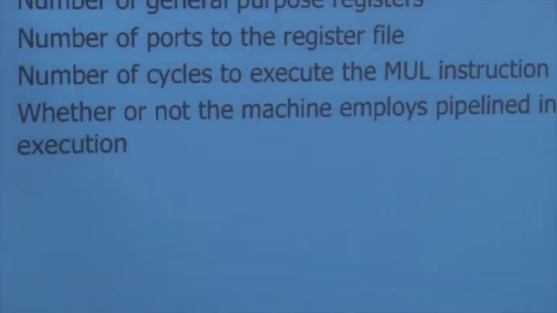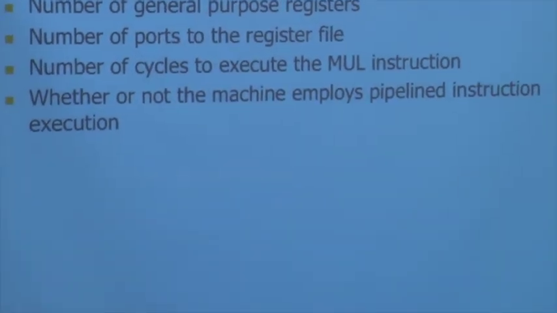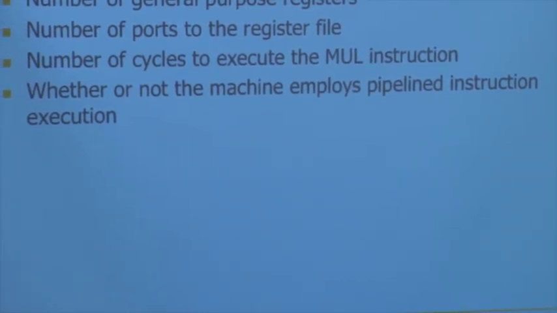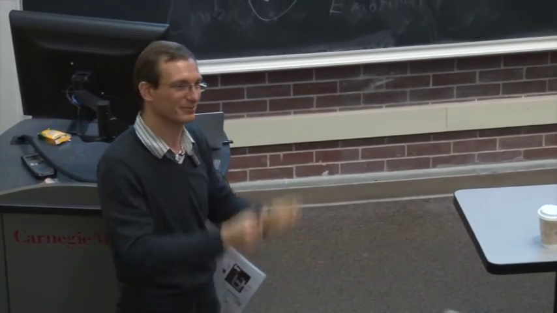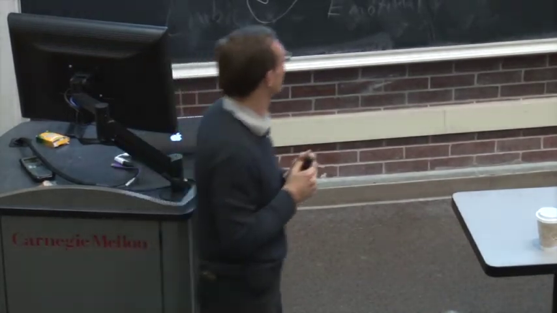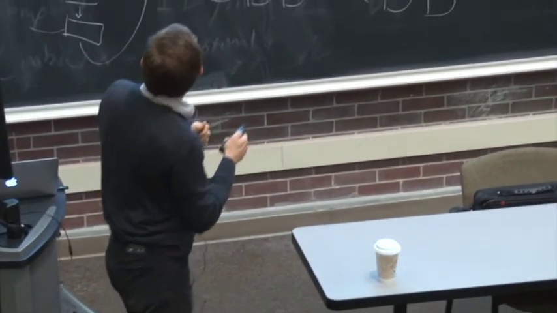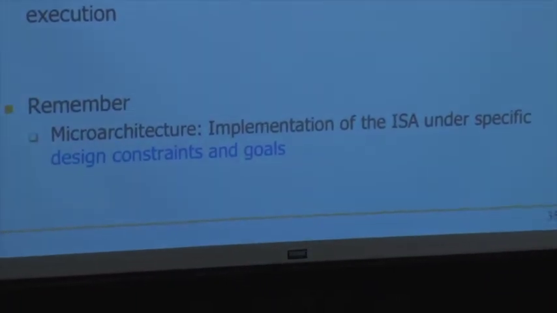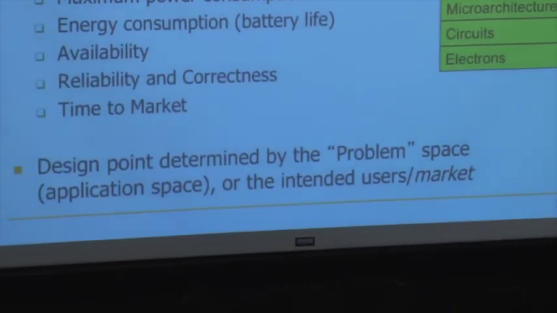ISA or microarchitecture? Microarchitecture again, right, in this case. But again, you could expose this to the ISA, but it's not normally done. Because if you add another pipeline stage, well, you actually rewrite your compiler. Okay. So microarchitecture is the implementation of the ISA under specific design constraints and goals.